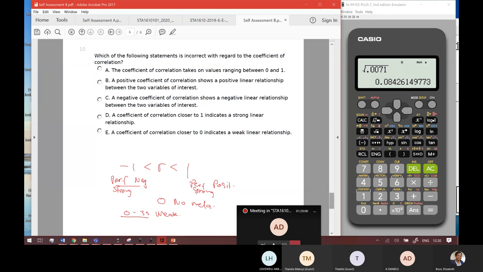Is the answer A? Okay, we can check. Since you're saying it's A, we're going to start from the bottom. We'll work from the bottom up so that we end up with A. Okay. Option E: a coefficient of correlation closer to 0 indicates a weak linear relationship.